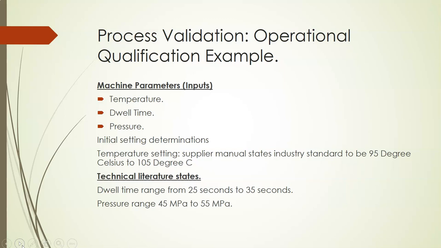Now, let's look at the machine inputs. Temperature, dwell time, and pressure. We need to create initial process parameter inputs. We can gain this information, for example, from the supplier of the machine. In our example, we start with 95 degrees Celsius for the lower control limit to 105 degrees Celsius for the upper control limit. We can also reference the initial process parameters from technical literature. So for example, the other two initial process parameters are a dwell time range from 25 seconds to 35 seconds and a pressure range from 45 megapascals to 55 megapascals.